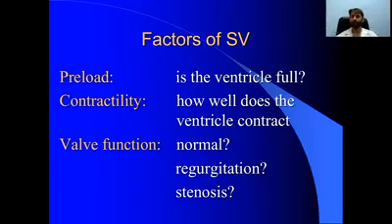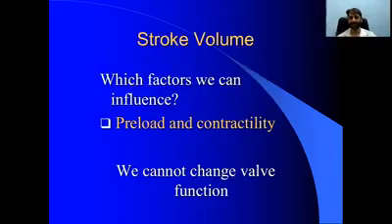Now, stroke volume is dependent on preload, the amount of blood coming to the heart, filling the heart in diastole; how well the ventricles are contracting, the contractility of the heart; and thirdly, valve function. Is there any regurgitation or stenosis which is causing hindrance in ejection of blood from the ventricle into the aorta? These are the three components which govern stroke volume. So that means you have to look for these things as well.